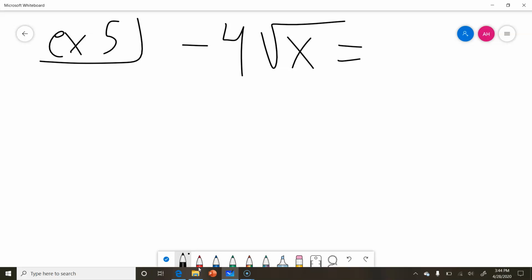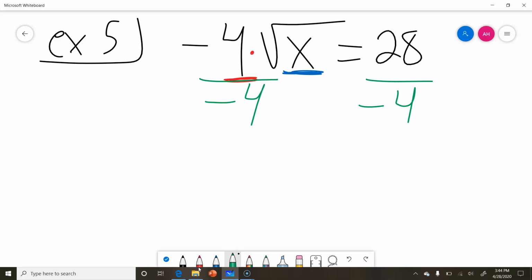The next example here is example 5. This is negative 4 times the square root of x equals 28. Now, you can think of this 4 as being times the square root of x, because that's what is happening here. So what we need to do is get this square root of x by itself. The first step here is to divide by negative 4. Divide by negative 4. Does everybody see that?